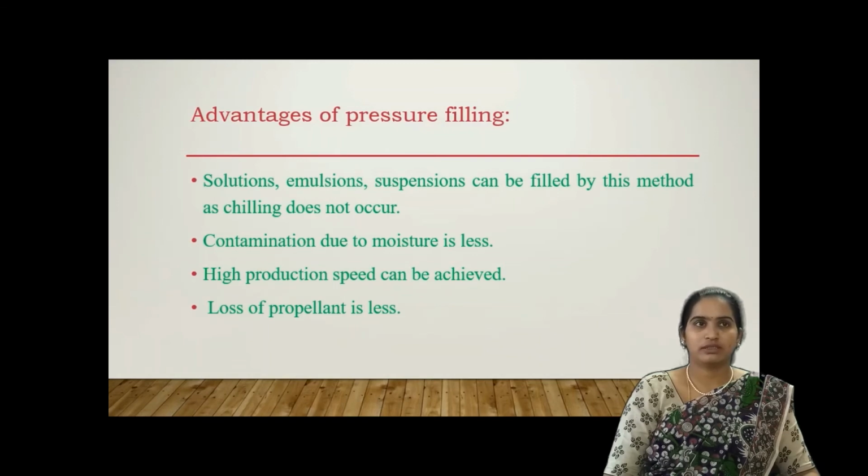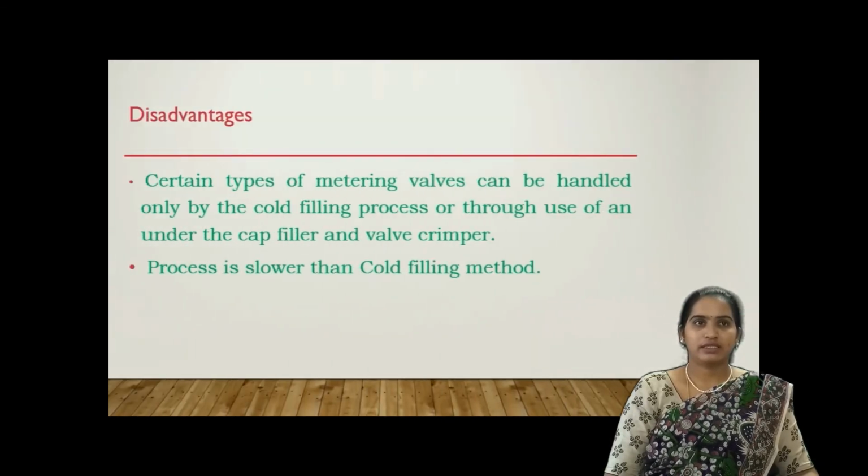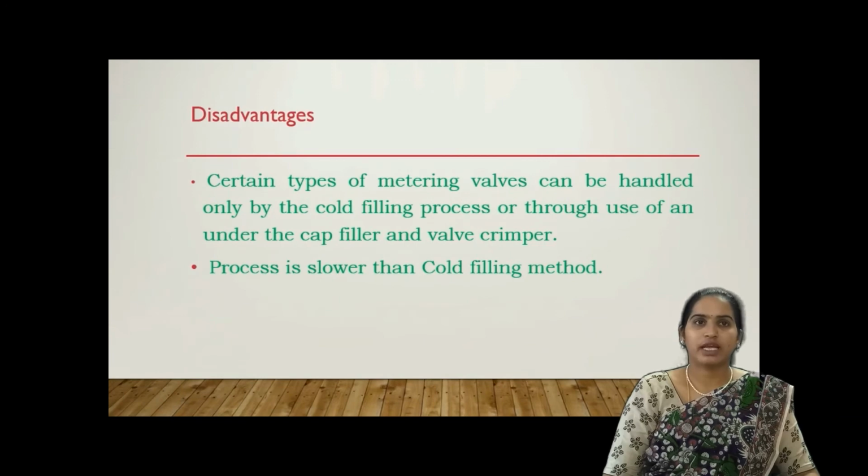And disadvantages: certain types of metering valves can be handled only by the cold filling process or through use of an undercap filler and valve crimper, and the process is slower than the cold filling method, as the propellant has to be filled into the container through the valve orifice. So that limits the speed of the process.